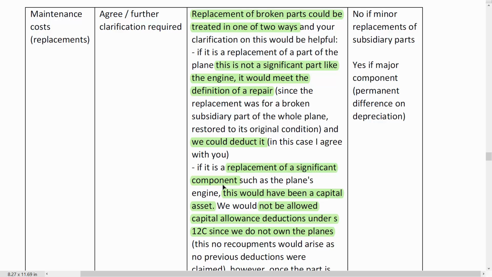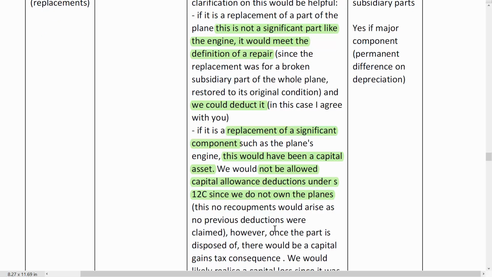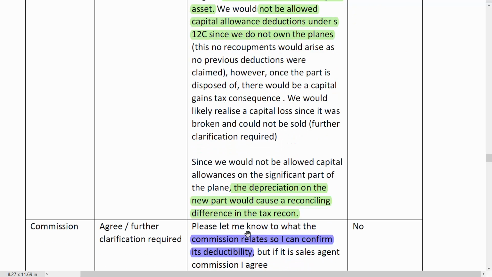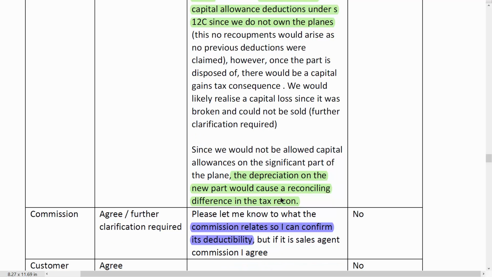Alternatively, if it is a replacement of a significant part, this would be capital in nature and would not be allowed as a capital allowance because On Time Airlines does not own this particular aircraft. The candidate then, also in dealing with the repairs and maintenance, correctly identifies that if the repair is considered a replacement of a significant part and it is capital in nature and there is depreciation from an accounting point of view, that would probably be a reconciling item for tax because it is not deductible for tax purposes.